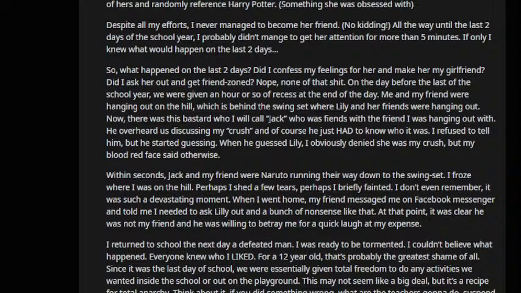On the day before the last of the school year, we were given an hour or so of recess at the end of the day. Me and my friend were hanging out on the hill, which is behind the swing set where Lily and her friends were hanging out. Now there was this bastard who I called Jack.